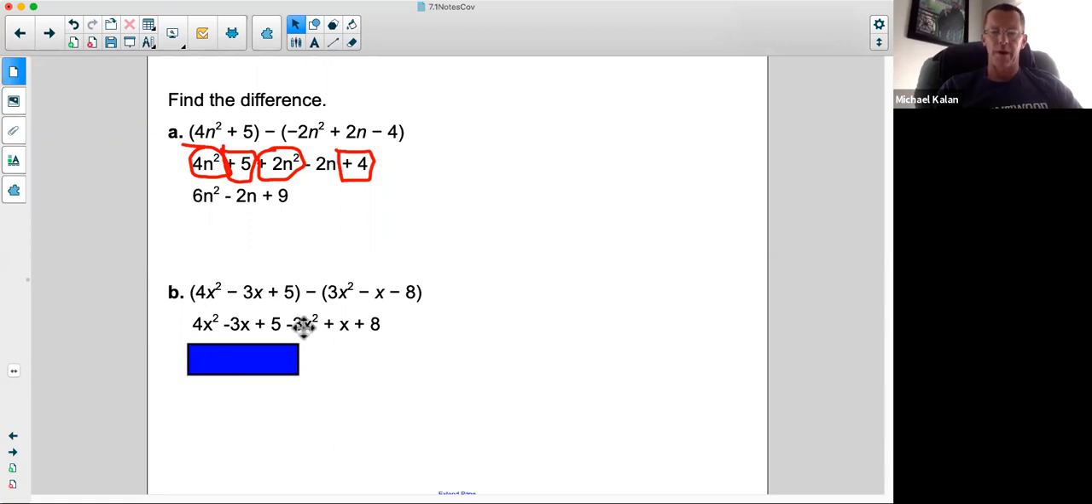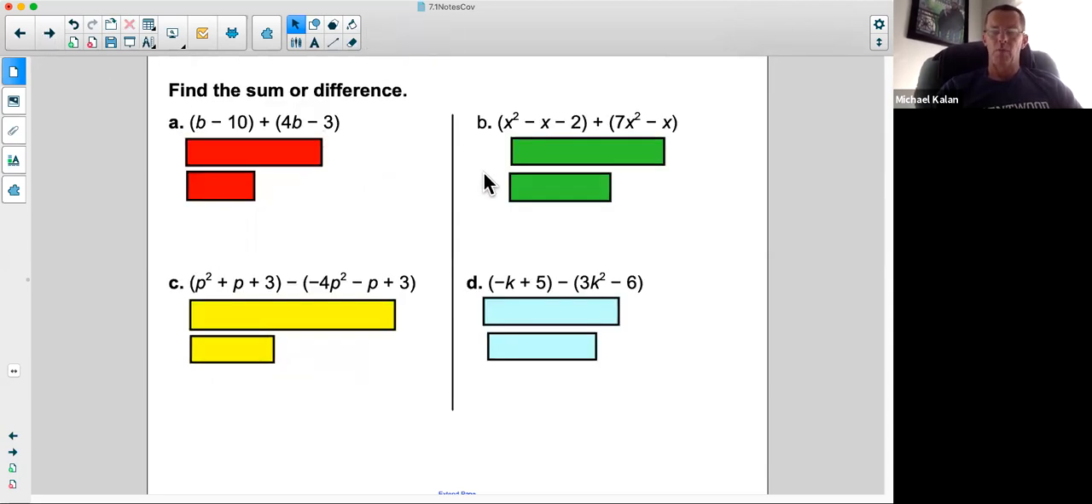3, right? 4x squared and negative 3x squared make 1x squared, or just x squared. Negative 3x and positive 1x make negative 2x. 5 and 8 make 13. Okay, why don't you go ahead and try these? And I'll just uncover them quickly now.